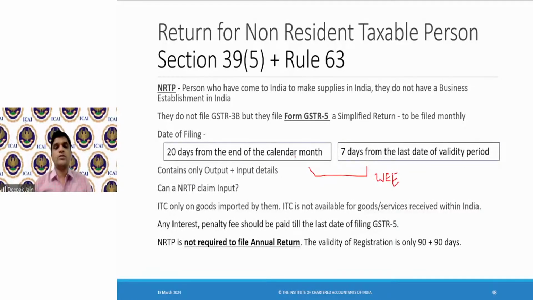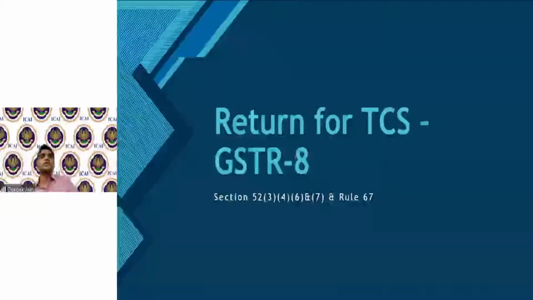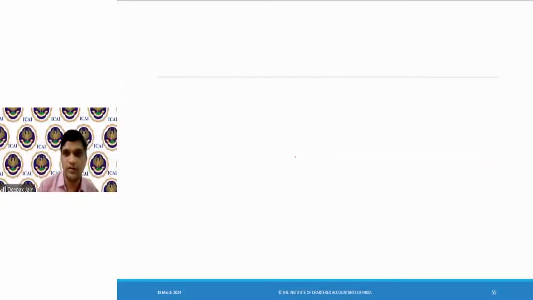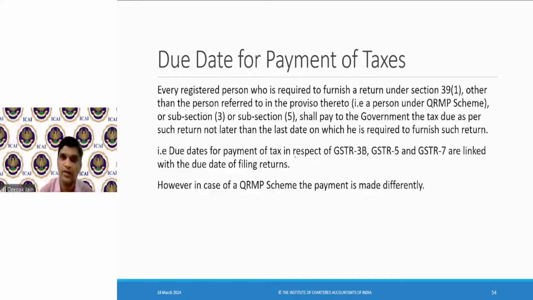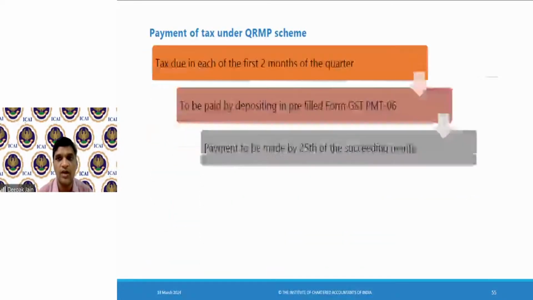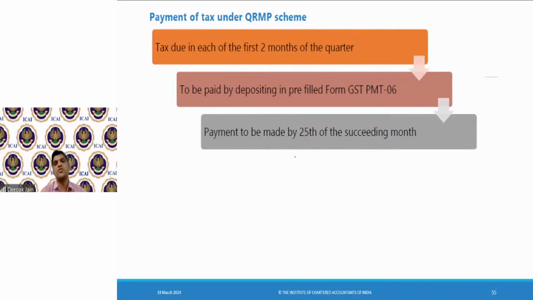Okay, good. Let's proceed further in terms of TDS, TCS, due dates for payments. We have covered for a regular GST 3B along with the return. Now, for a QRMP scheme, you have to pay in a different manner because it is quarterly return and monthly payment. The tax due in each of the first 2 months of the quarter, right? Quarterly returns and monthly payment, correct? So you have to make the payment quarterly.